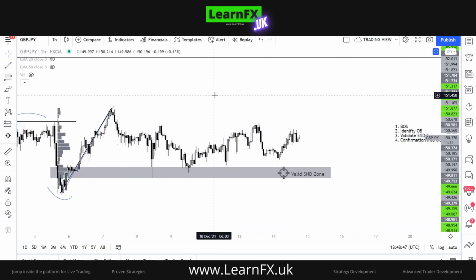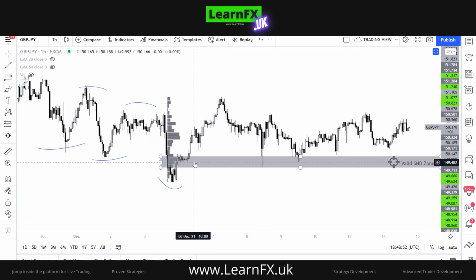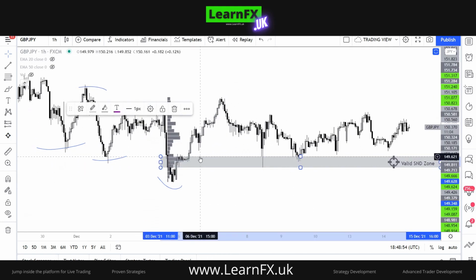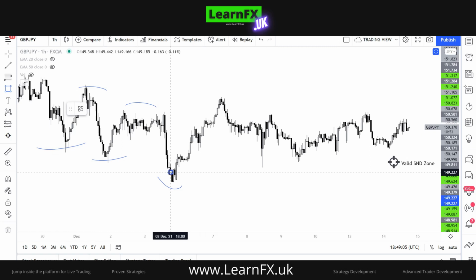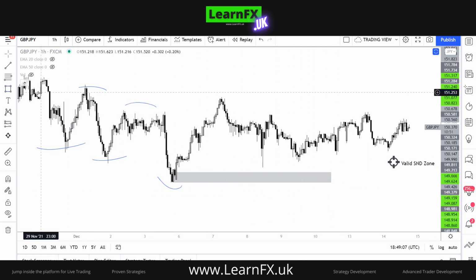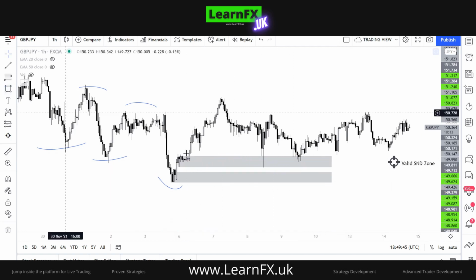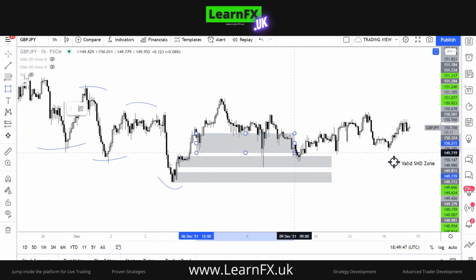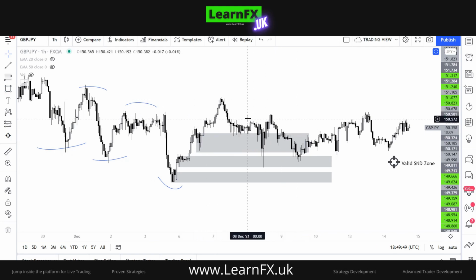Number 2, identify our order blocks. We have got a valid order block through here, our last down candle before our up move. And we've also got a valid order block through here, and through there, and we've also got valid order blocks through there, but these are the 3 obvious ones.